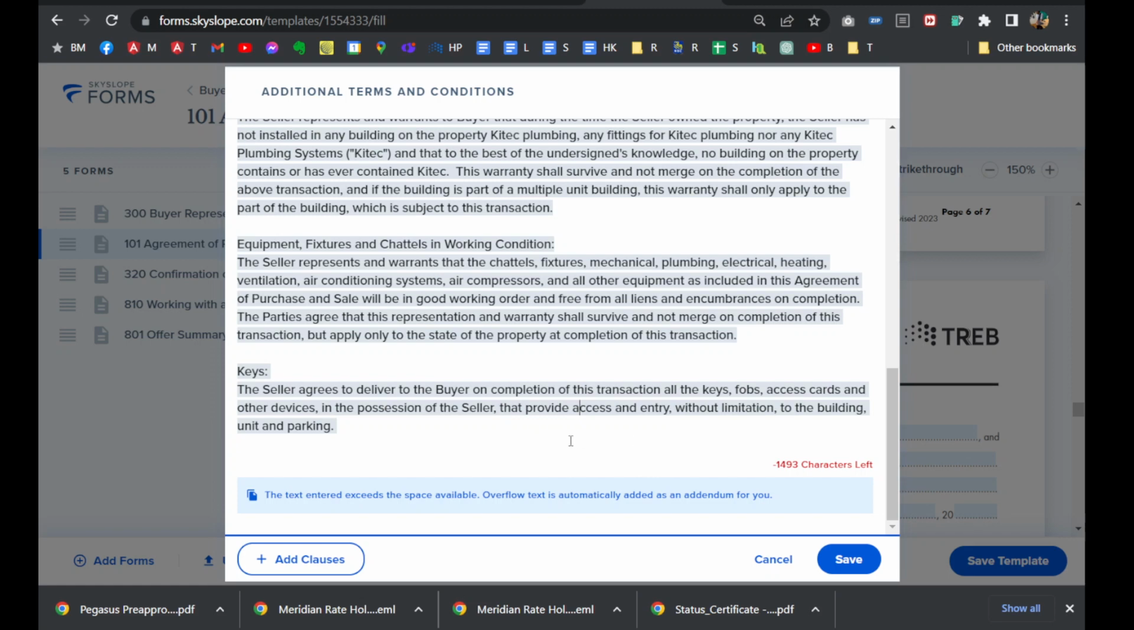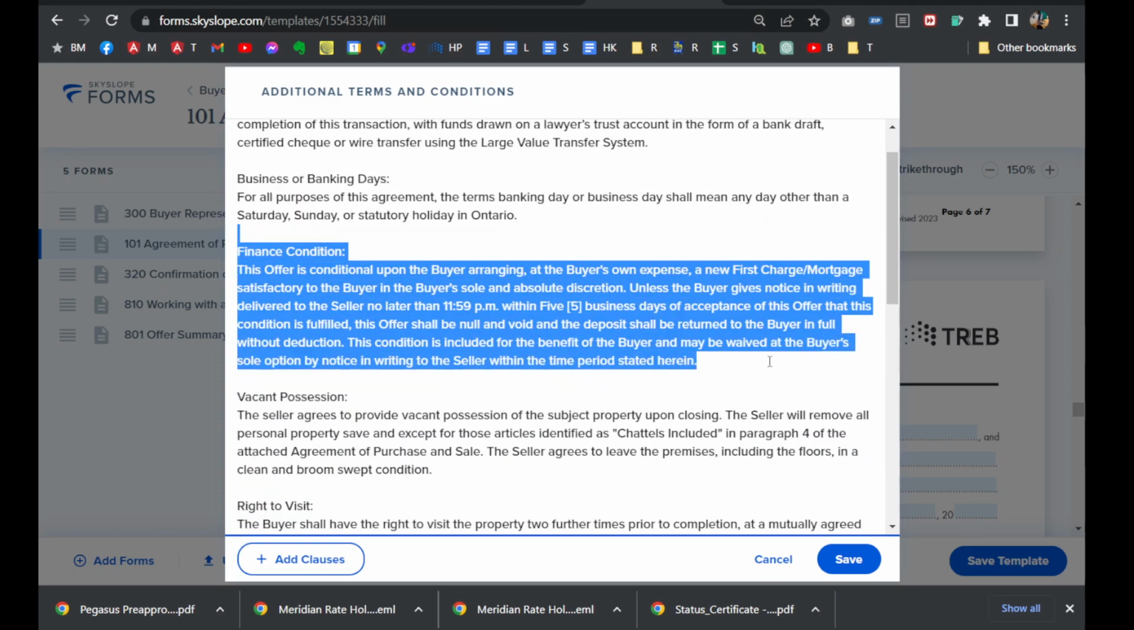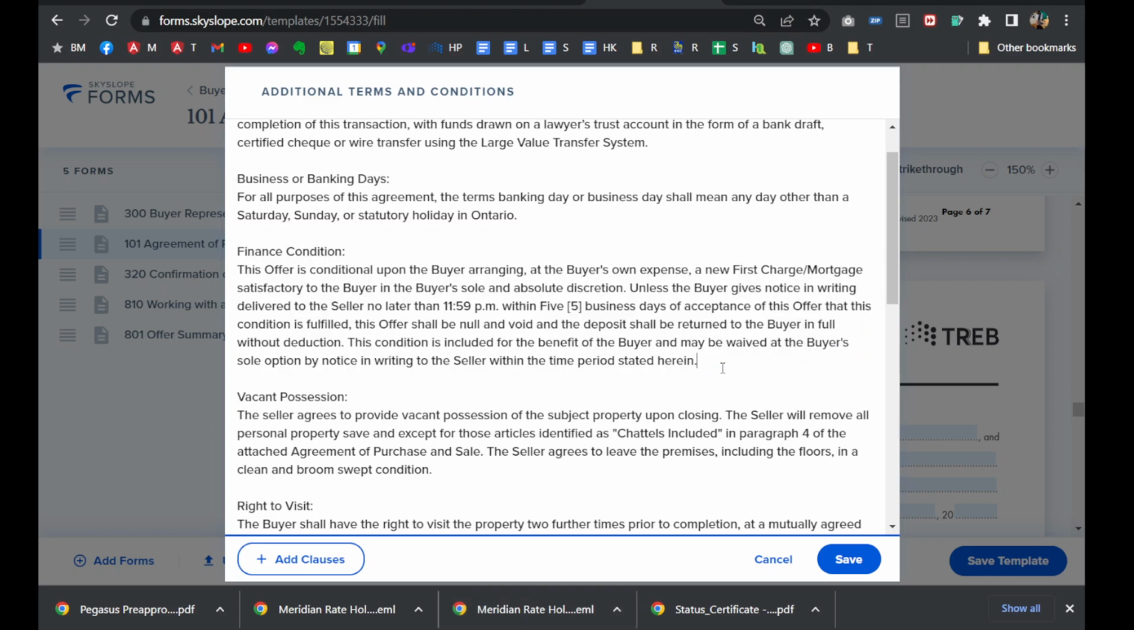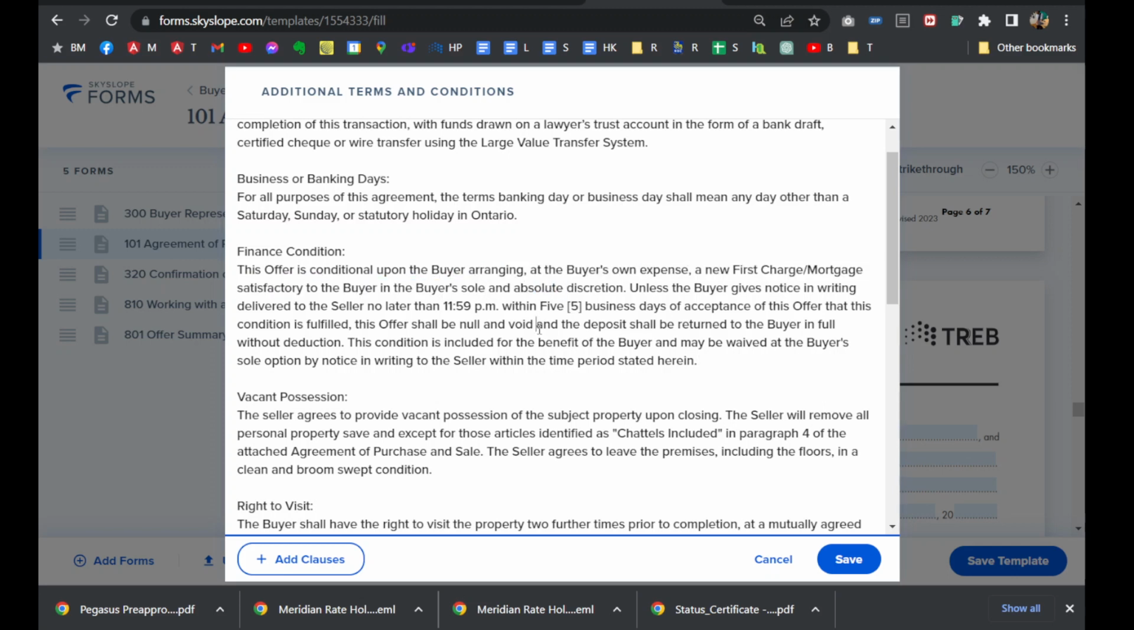And those are some of the common conditions. There's also conditions that are similar to finance condition. There's also home inspection condition and status certificate condition. Those are the other big ones. And review of the contract by a lawyer condition. But basically, it's written the same way, except it'll say conditional upon the buyer being satisfied with a home inspection, and then the other one will be satisfied with the status certificate and so on. It'll be the same wording otherwise.